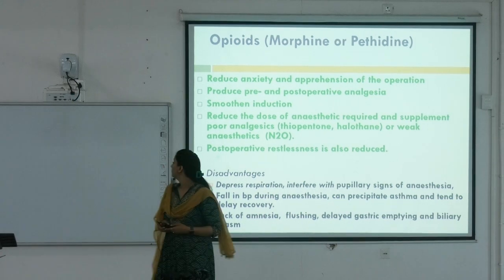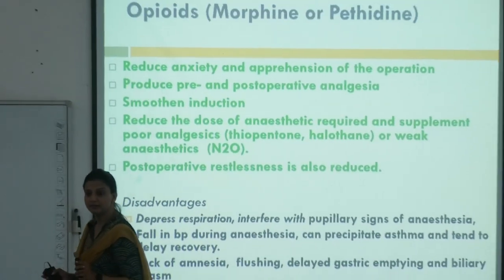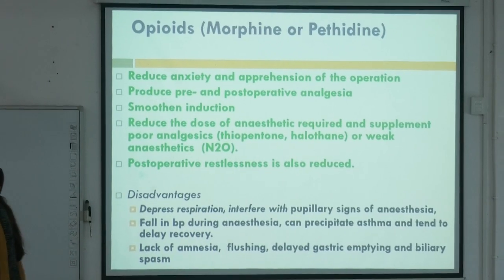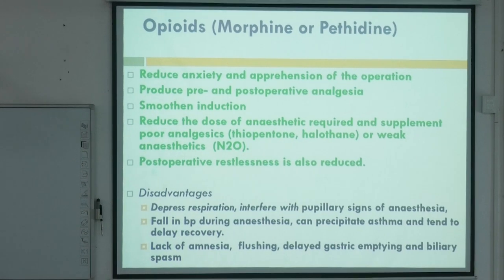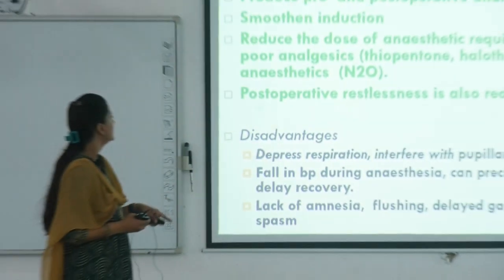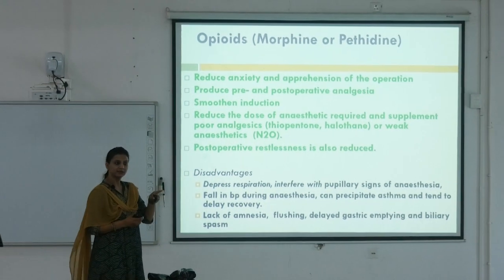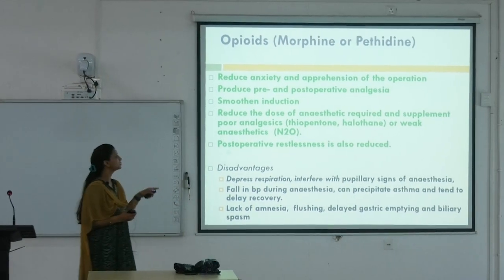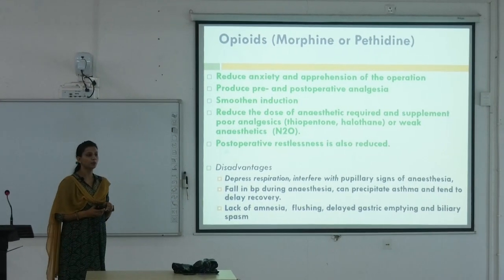Opioids, morphine or fentanyl. Why are we giving this? Opioids কেন দিচ্ছি? কি effect আছে opioids এ? It will reduce the anxiety. It will produce the pre and the post-operative analgesia. Opioids, very strong analgesic effect. It will smoothen the induction and it will reduce the dose of the anesthetics that are required.